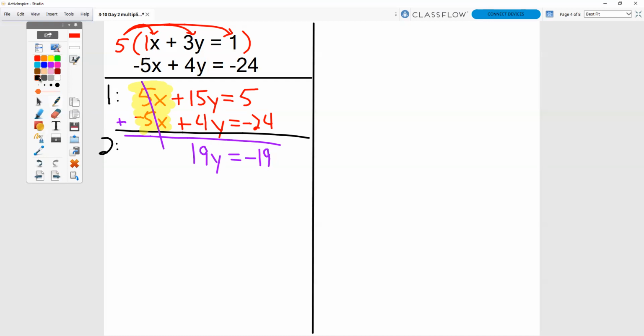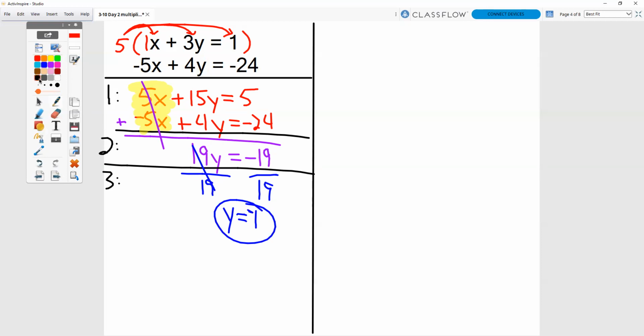Step number 3 says solve that equation. So when I go to solve this one-step equation, this says 19 times y. I want to divide by 19 and divide by 19. So I get an answer of y equals -1. That's one of my two answers, because remember, I'm looking for x and I'm looking for y.